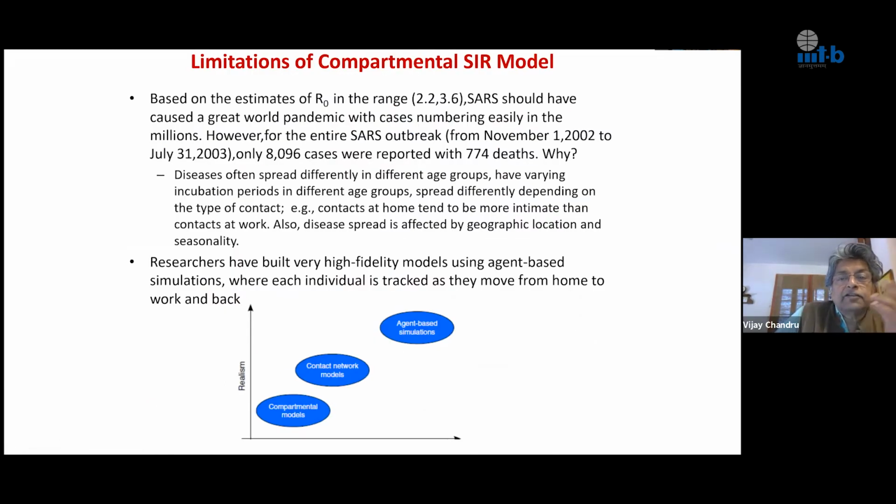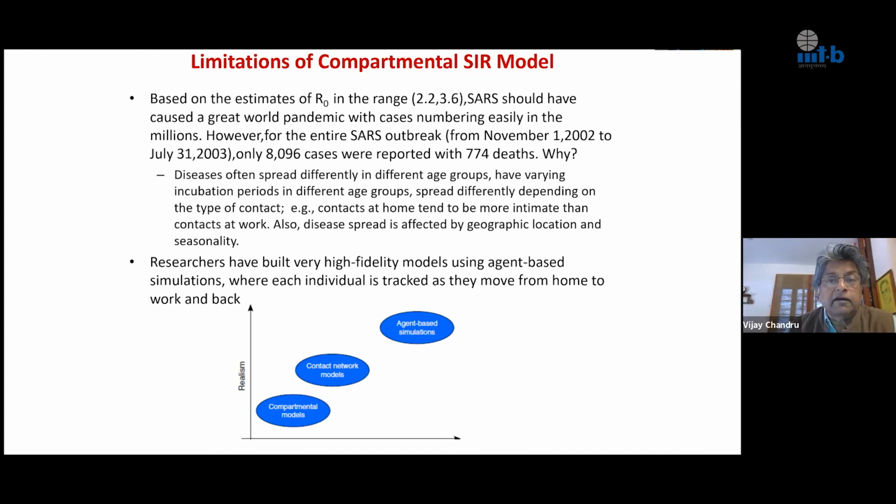Now, the limitations of these compartment models have been seen quite often because, in some sense, we don't live in compartments, right? And the interactions between members of society and so on are quite complex, and so these models might not really capture what happens, and they've been off in some cases.